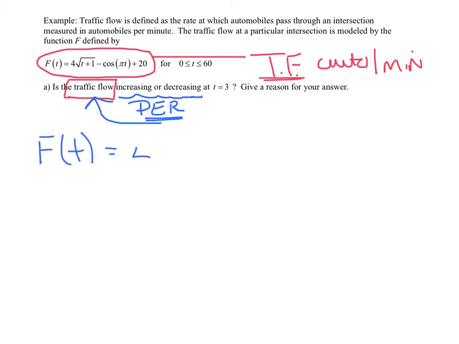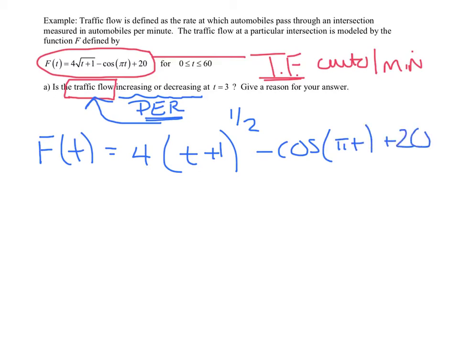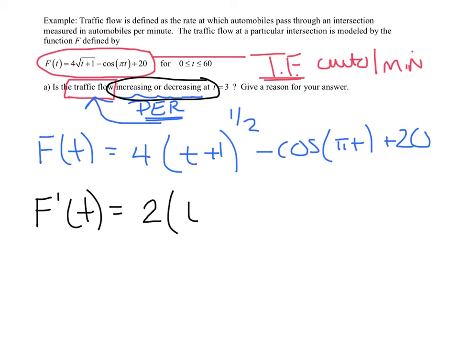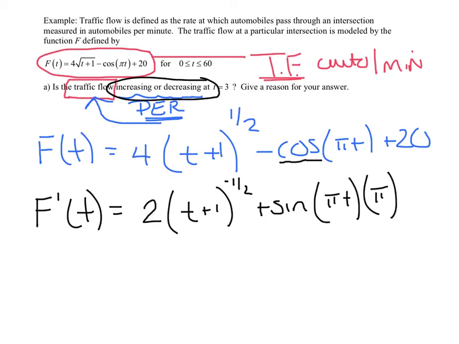So I'm going to start by rewriting what f of t is. Of course, (t plus 1) raised to the 1/2 minus the cosine of pi t plus 20. And I know I need its derivative. And what gave it away again? The words increasing and decreasing. So on paper, I should say f prime of t equals, we'll take the derivative. That gets me 2 times (t plus 1) to the -1/2 times the derivative of the inside. Derivative of cosine is negative sine, so that's a positive sine of pi times t. The derivative of its inside is pi. 20 obviously is a constant. Now I have to have that on my paper.